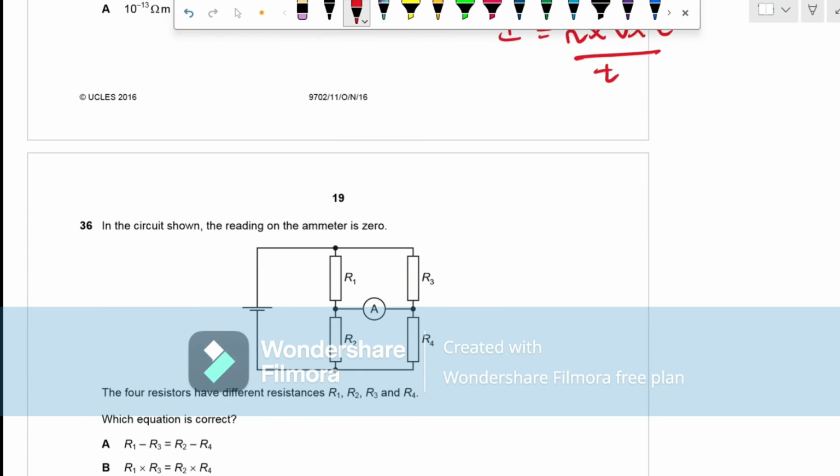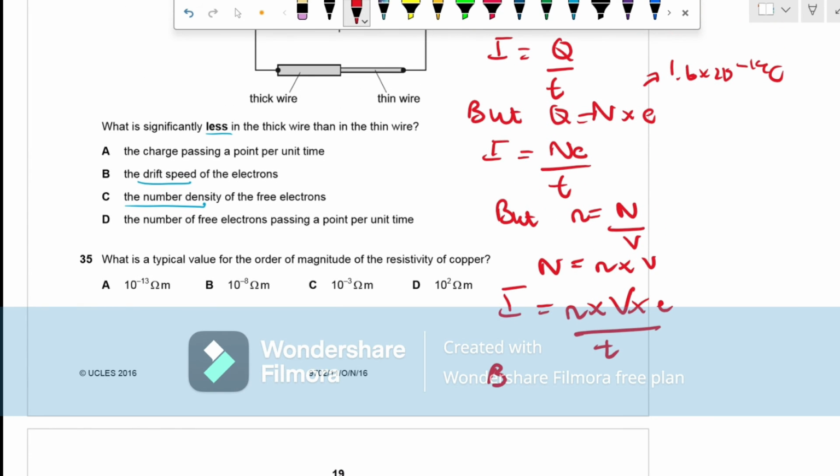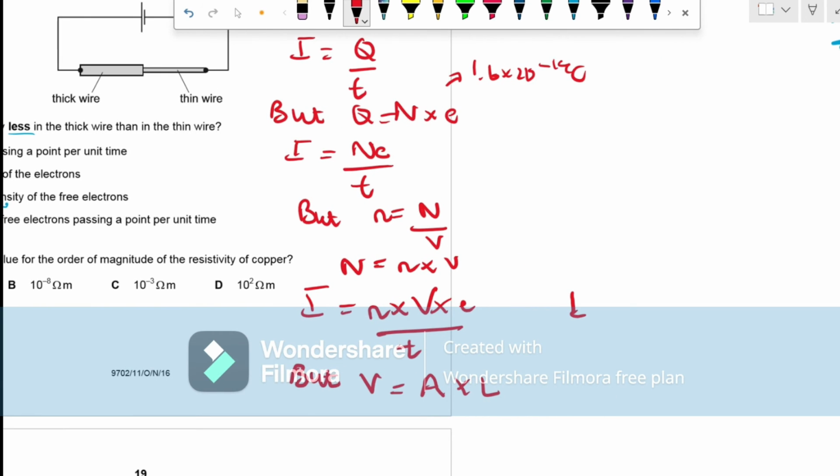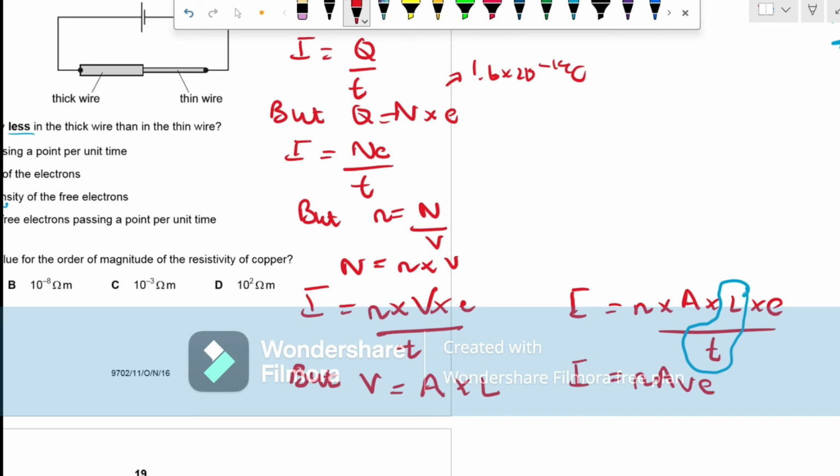But, very important guys, volume is equivalent to area times length. Therefore I will be equal to n times the volume, which is the area times the length, times e, divided by the time. But if you look at this, if you have L and if you have T, that's going to be v, right? So I is going to be equal to nAve, right? So I equals nAve.